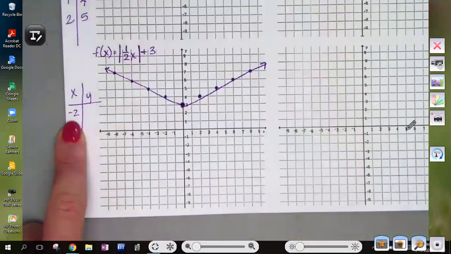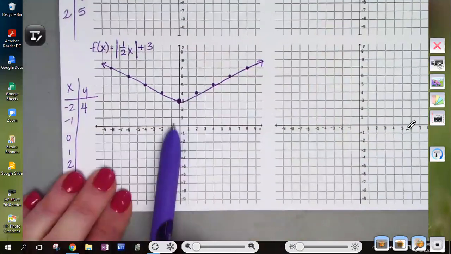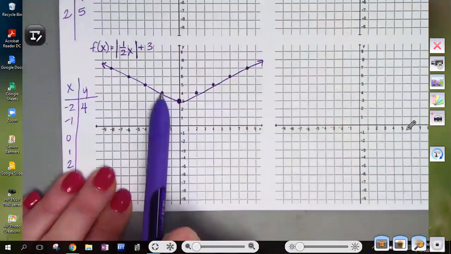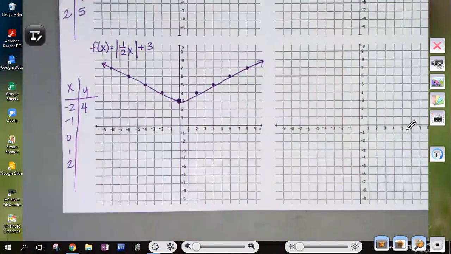4. Okay, now let's see if that's on my graph. I'm going to start at my origin. I'm going to go to -2, up 1, 2, 3, 4. Is that a coordinate? It is. Oh my gosh, it works.